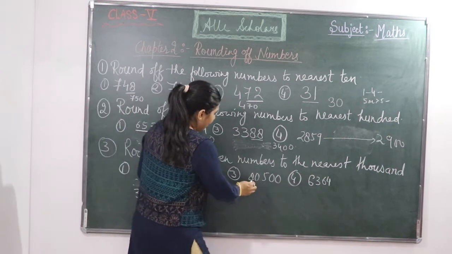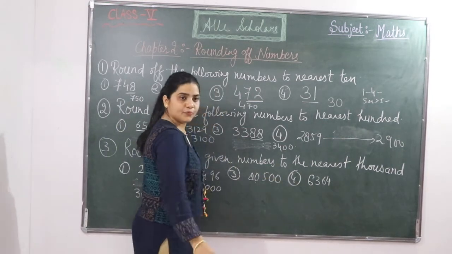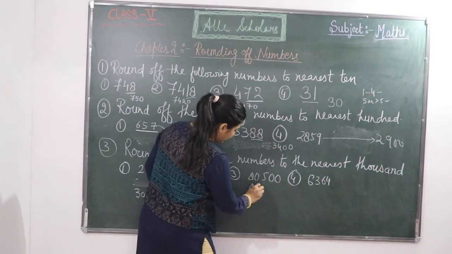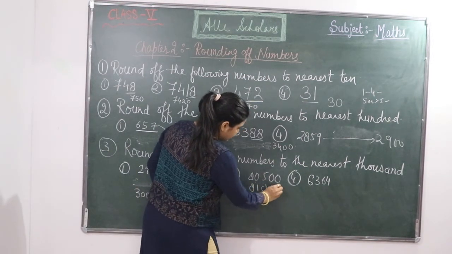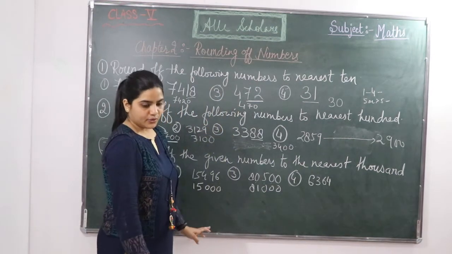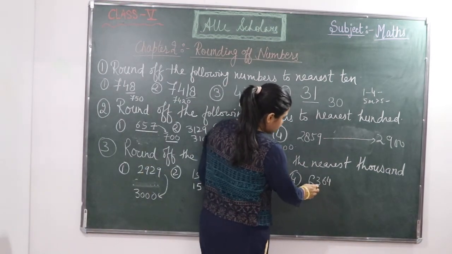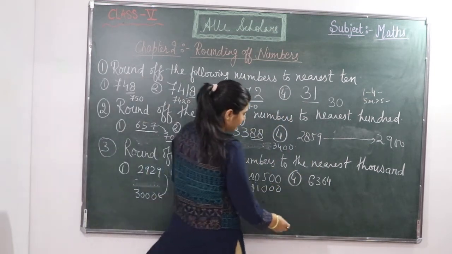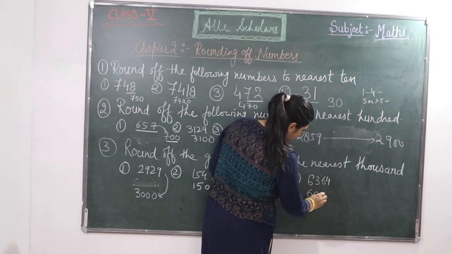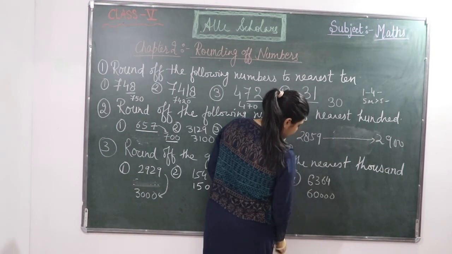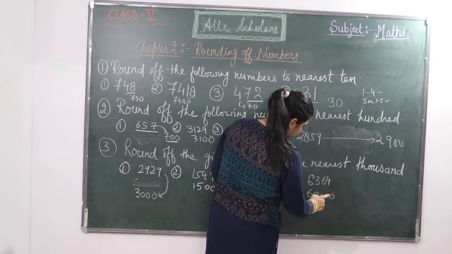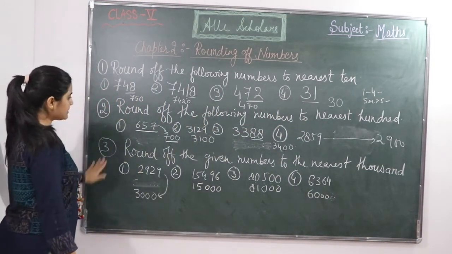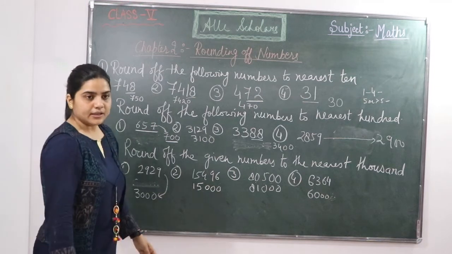Now 80,500. This will give you, it is already 81,000. Next is 6364. It will be near to 6,000. I hope these answers are clear to you.